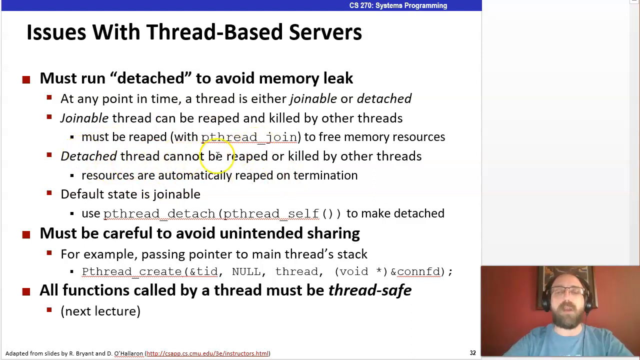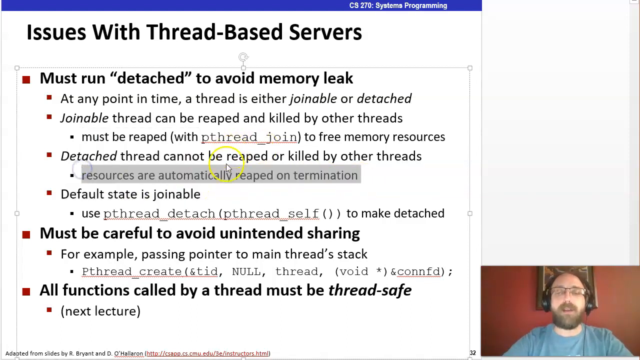So a detached thread can't be reaped or killed by other threads, but the advantage is that its resources will be automatically reaped when it's terminated. Now, the problem here is that those resources include the return value. So if we need to know what a thread returned, it has to be joinable. Calling pthread join is the only way we can find its return value. By default, all threads are joinable, but you can make yourself detached by using pthread detach.